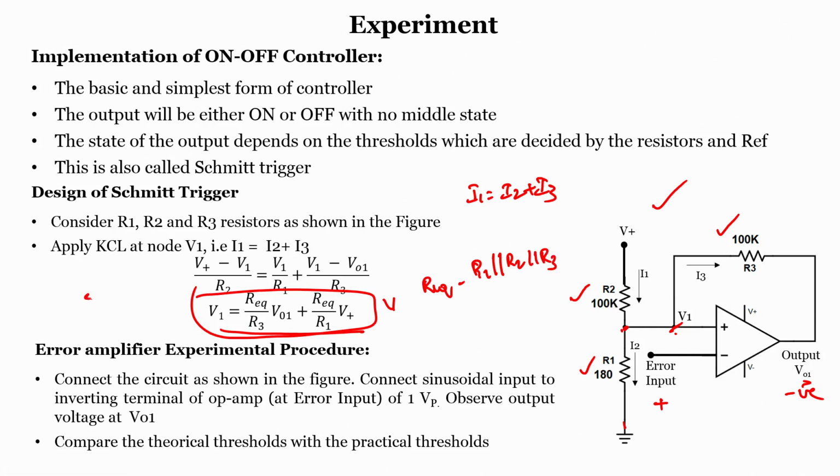When you solve this, just solve the previous equation. So, take all V1s to one direction and the remaining to the other direction. We are saying R equivalent is nothing but R1 parallel to R2 parallel to R3. When we do that, we will get V1 as R equivalent by R3 into V1 and R equivalent by R1 into V plus. That means it is clear that it depends completely upon our V plus, and it also depends completely upon VO1. Now, how does VO1 work?